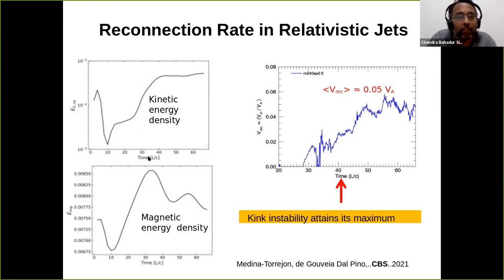density versus time. Initially there is some kind of adjustment in the system, and later on there is a rise in the kinetic energy. Here we see a linear regime of increase in kinetic energy in the system, while there is a dissipation of the magnetic energy.